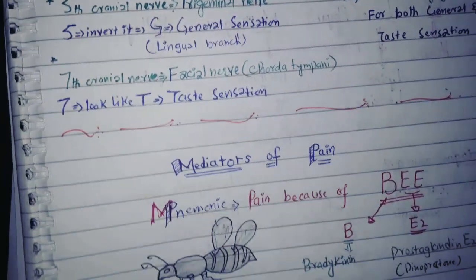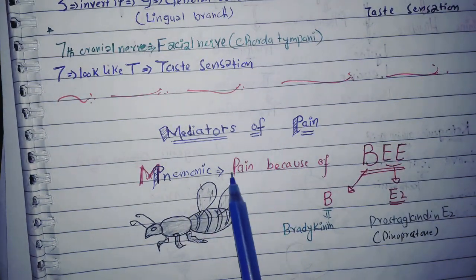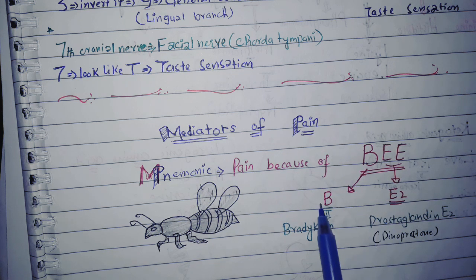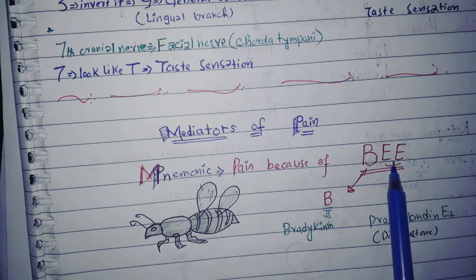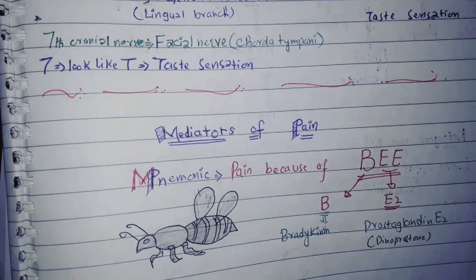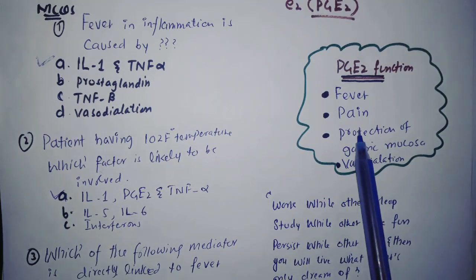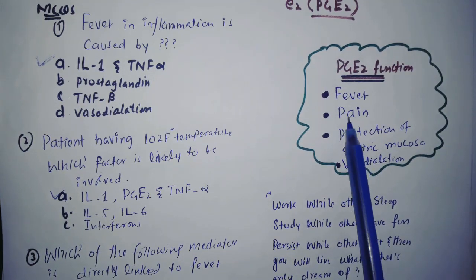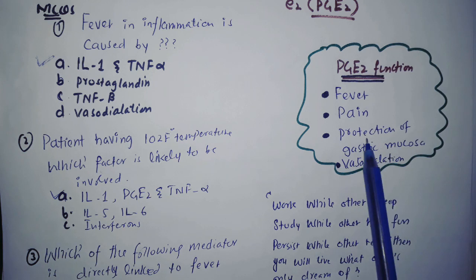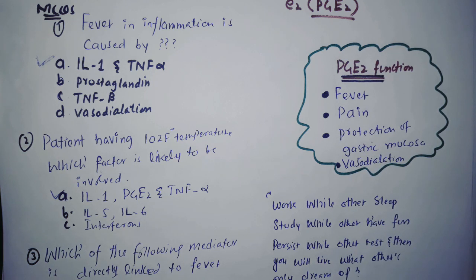But how about the pain? I already uploaded another video on the mediators of pain. For pain, B is for bradykinin, and E is E2, that is for pain. So prostaglandin E2 mediates pain, and prostaglandin E2 causes fever, pain, it also protects the gastric mucosa, and it also leads to vasodilation.